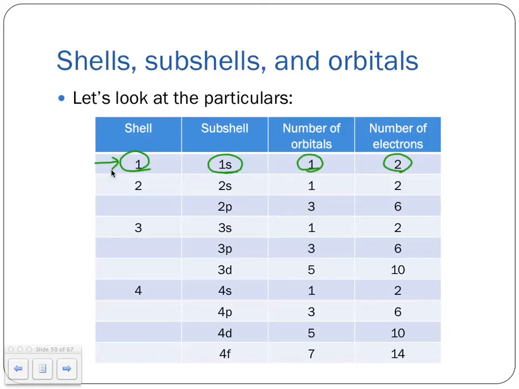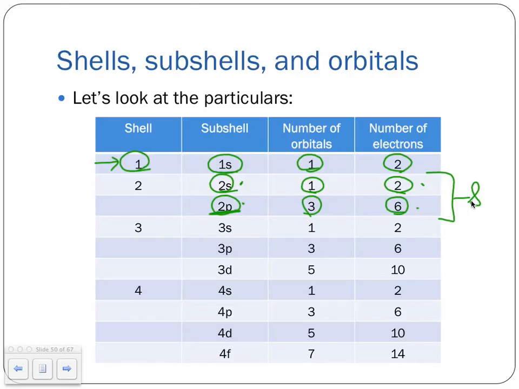Second energy level, we said there were 2 subshells, a 2s and a 2p. Well, all s's have just 1 orbital, and so 2 electrons per orbital gives you 2 electrons there. All p subshells have 3 orbitals. 3 orbitals times 2 electrons gives us a total of 6 electrons. So if someone asked you how many electrons are in the second energy level, you'd say, well, it's got 2 subshells, 2s, which has 2 electrons, 2p, which has 6 electrons, so it has a total of 8 electrons in the second energy level.